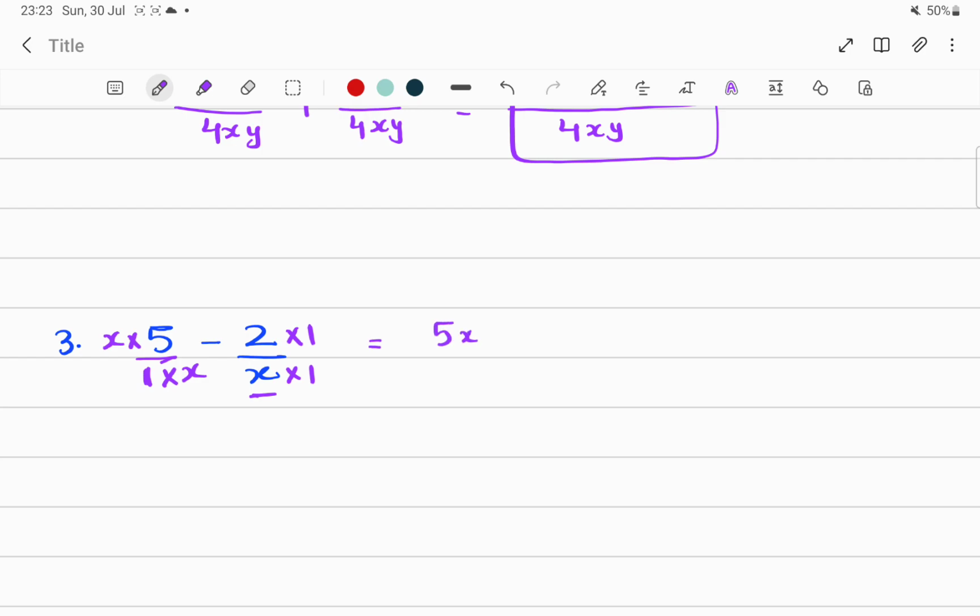So we got 5x over x minus 2 over x, and now I got the denominators the same. So in the numerator I will be writing 5x minus 2 over x. This is my answer for this question.